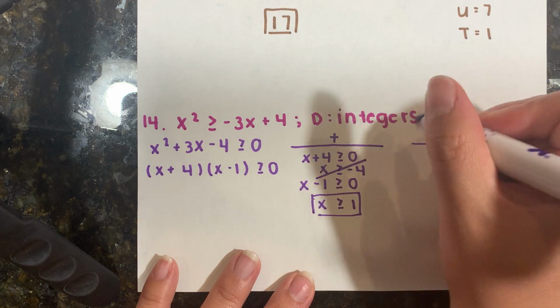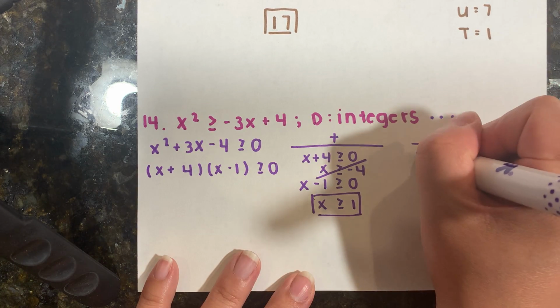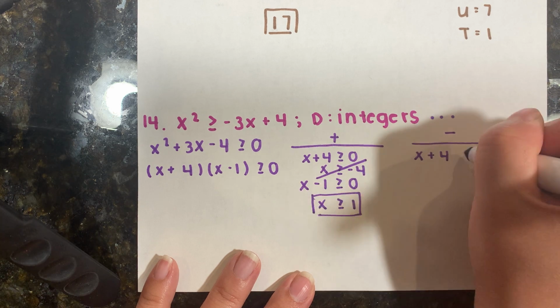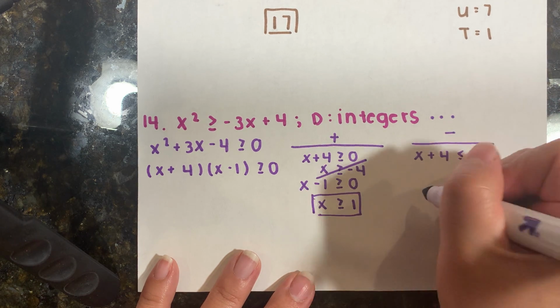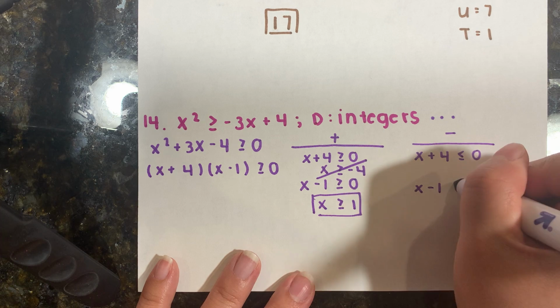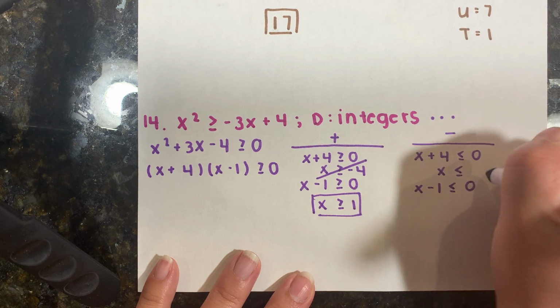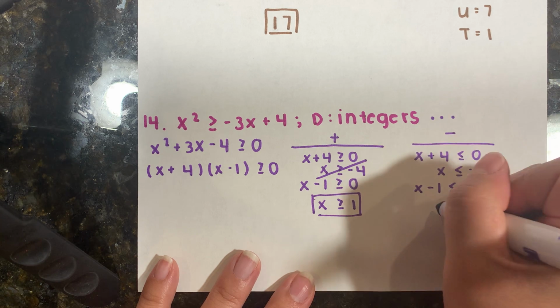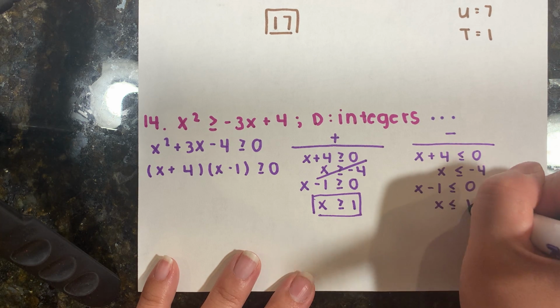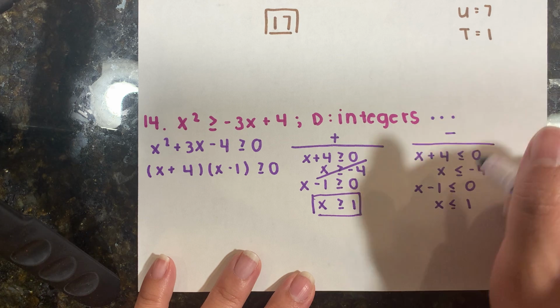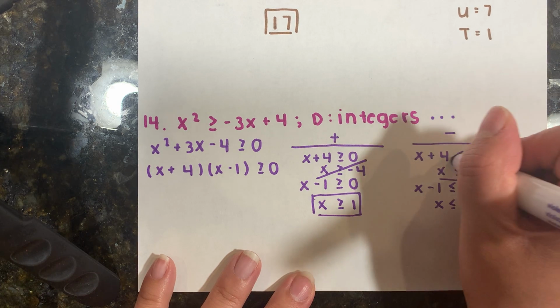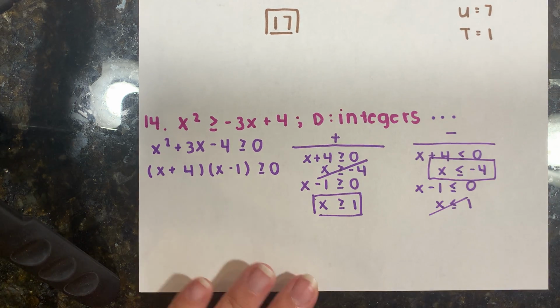Then for the negative, I'm going to do the same thing, but I'm going to flip the inequality. It's going to be x plus 4 is less than or equal to 0, and x minus 1 is less than or equal to 0, which would give me x is less than or equal to -4, and x is less than or equal to 1. So again, the more negative number would be this one, so we're going to graph this one, not this one.